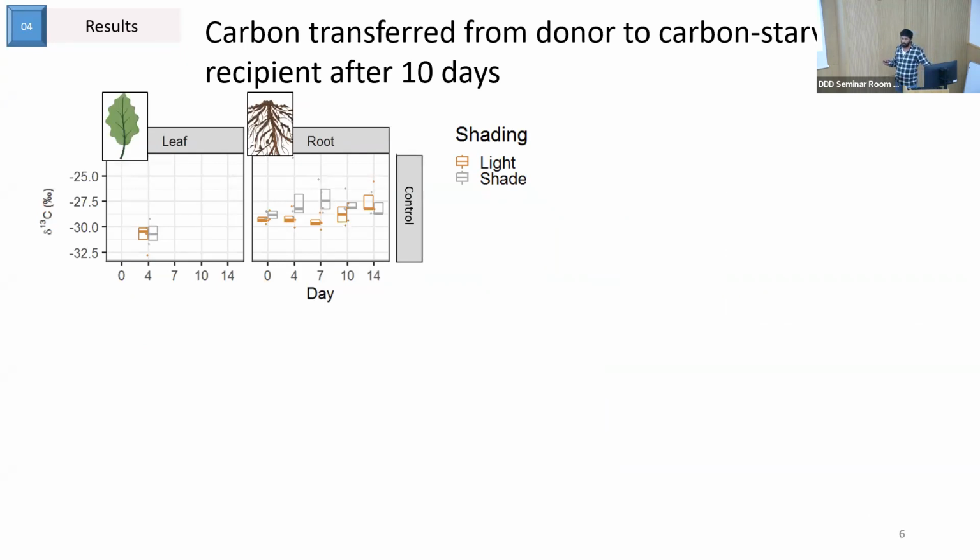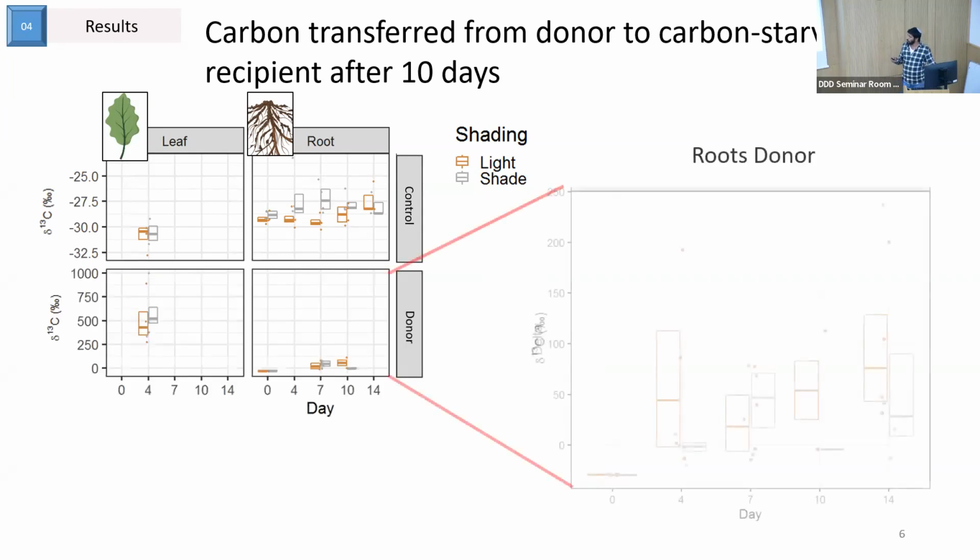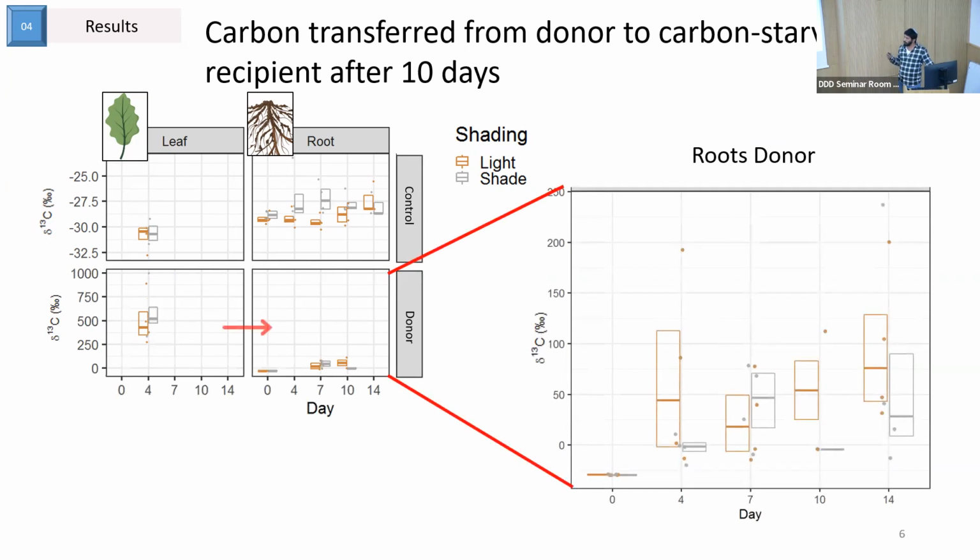Here we see some results of labeling of the different tissues of leaves and roots from the different compartments. As you see in the control compartment, the normal values of leaves and roots of unlabeled tissue are around -27. And if we look at the leaves of the donor tree, we already see labeling after 4 days where we sampled. We see that the carbon has been fixed in the leaves, later to be transferred to the roots of the donor tree.